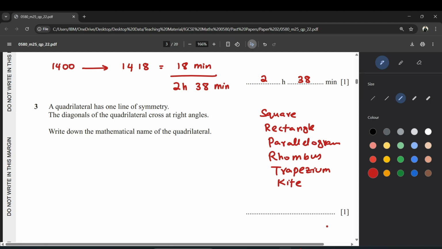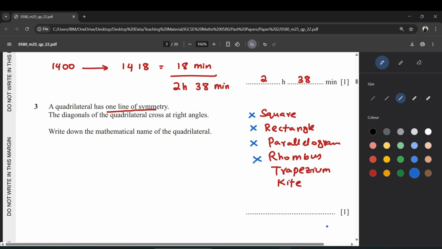Now if I only focus on the first property, it says that it has only one line of symmetry. So clearly we can eliminate square and rectangle, because they have more than one line of symmetry. Parallelogram does not have any line of symmetry, so that's also eliminated. Rhombus also has two lines of symmetry. Then we have trapezium and kite. They both can have one line of symmetry.